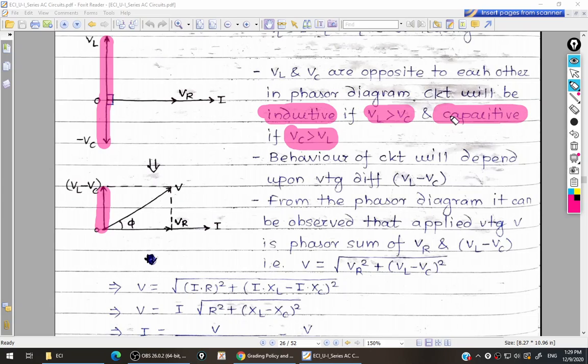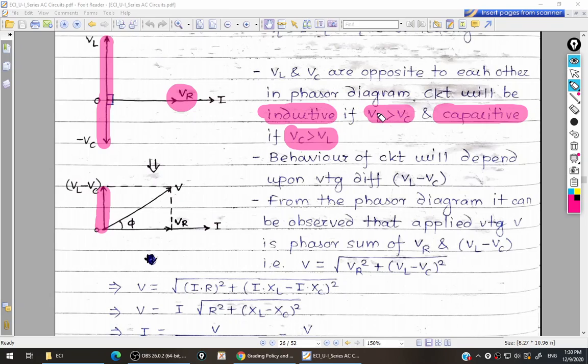And again there is a third case. If your VL and VC are exactly equal to each other, what will happen? VL and VC will cancel each other out, and in that case the only voltage remaining is the voltage across the resistance. In that case your circuit will act as a resistive circuit. Okay, so for our understanding we are considering the first case.